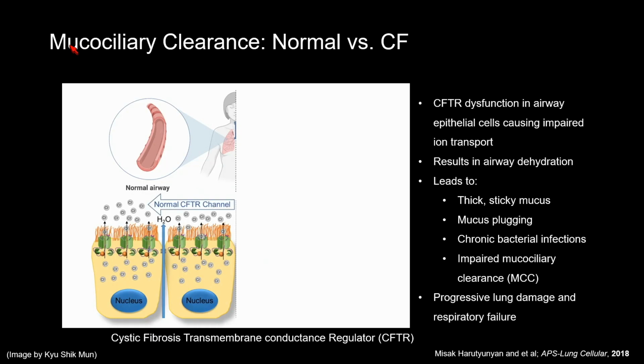Okay, first, looking at what happens inside the normal airway, CFTR channels transport chloride and bicarbonate ions, keeping the airway surface hydrated. This thin fluid layer allows cilia to beat in a coordinated rhythm to move mucus up and out, along with trapped debris and pathogens, protecting the lungs through a process called mucociliary clearance.